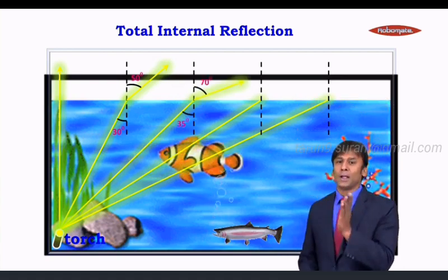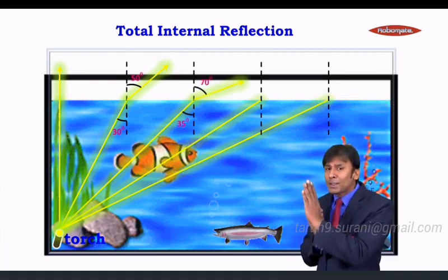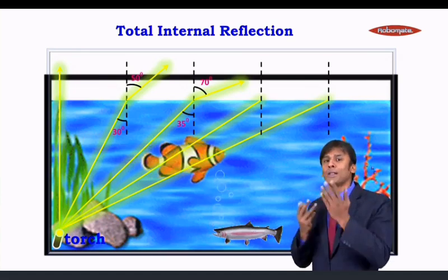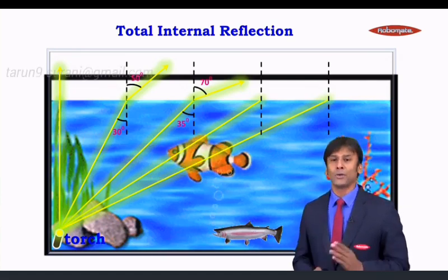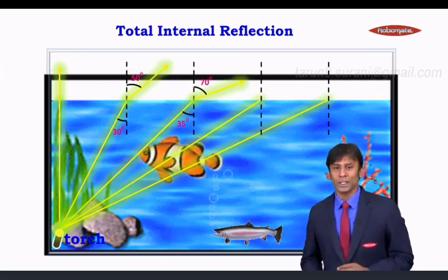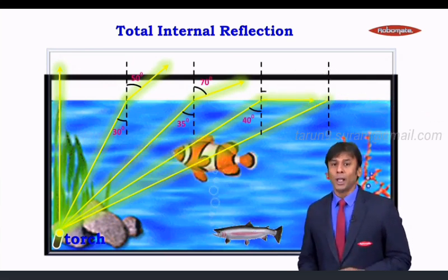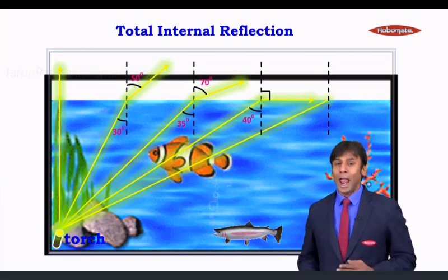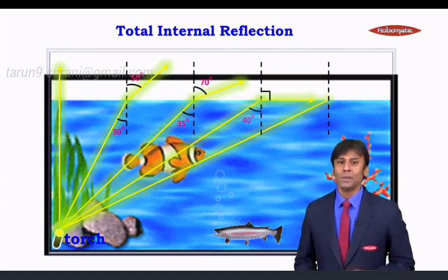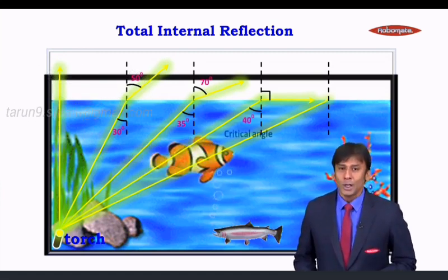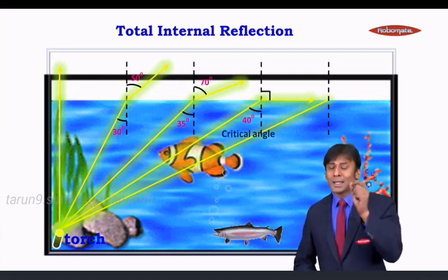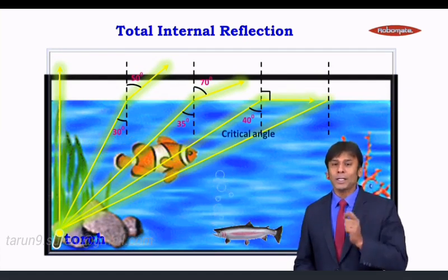I increase the angle of incidence. Now the angle of incidence has increased to 35. You can see there is a big shift in the angle of refraction and it has become 70. The next ray of light hits the interface at 40 degrees and you can see that the angle of refraction has become 90 degrees.